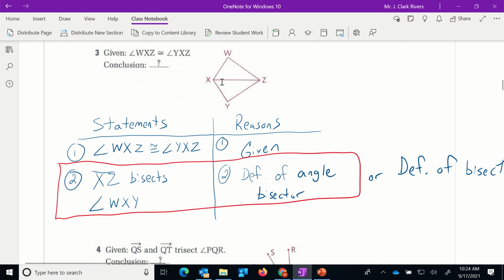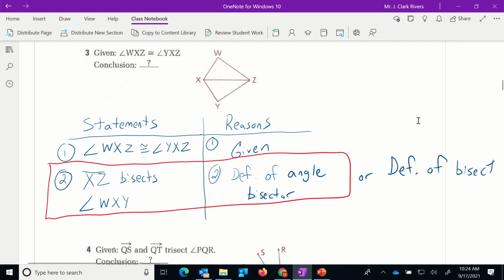The conclusion we can draw is XZ, find XZ, it's right there. It bisects angle WXY. Definition of bisect is probably what you said, or definition of angle bisect are also acceptable. Either of those is fine, but you should have that in the red box. Questions on that? And there's no other conclusions I could draw from that. That's it. So that's why I didn't do anything after that.